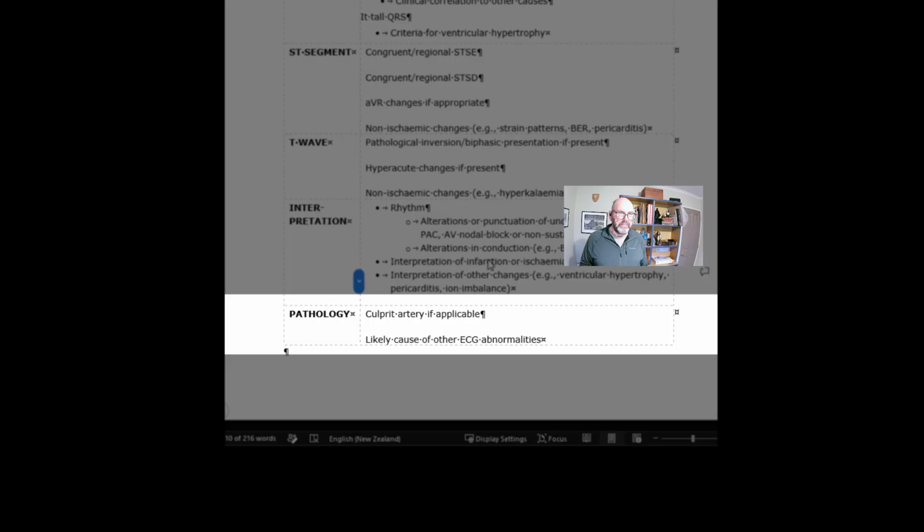So if you were dealing with a pericarditis case, for instance, you might indicate that there's an inflammatory process involving the pericardium, or if it was hypertrophy, for instance, and the patient had a history of hypertension or something like that, you'd probably say that the hypertrophy was secondary to essential hypertension. But it needs to be a very brief identification as opposed to any in-depth explanation of why the ECG has changed.